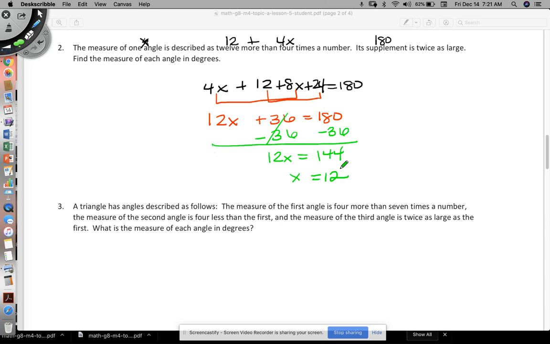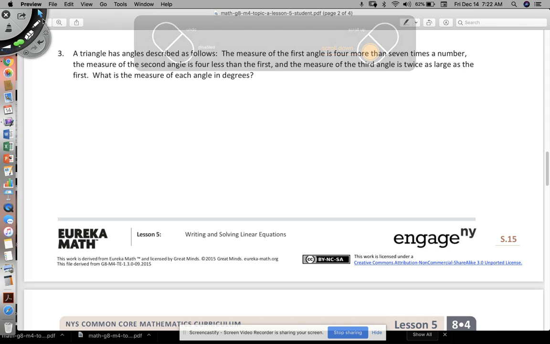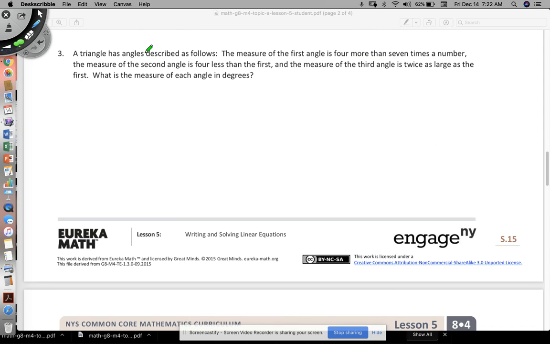All right, let's look at exercise 3. So a triangle has angles described as follows. The measure of the first angle is 4 more than 7 times a number. The measure of the second angle is 4 less than the first. So this up here. And the measure of the third angle is twice as large as the first. So 2 times, not 2x, 2 times. What is the measure of all the angles in degrees?